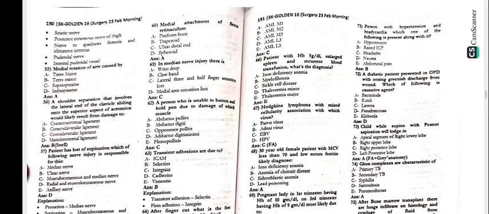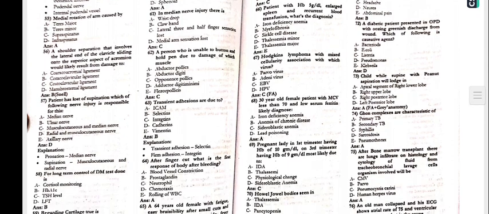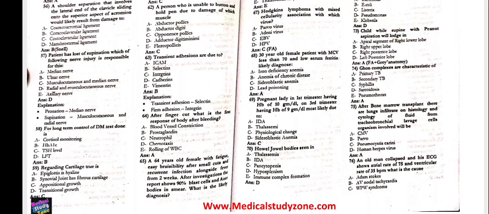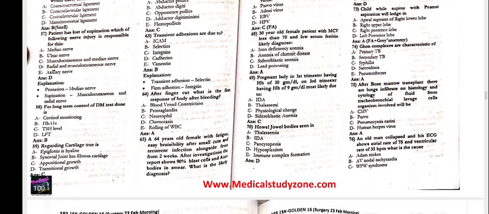Next, 71. The person with hypertension and bradycardia, which one of the following is present along with it? That is a raised ICP. 72. Diabetic patient presenting to the OPD with oozing greenish discharge from the wound. Which of the following is the causative agent? That is Pseudomonas. 73. Child while supine with peanut aspiration, it will lodge in the apical segment of the right lower lobe.